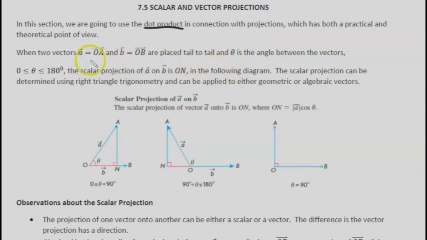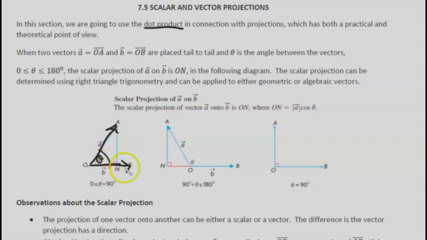So when we have two vectors, say vector A and vector B, we'll call vector A OA. I'll reference this diagram right here. OA is going to be vector A, and it's going to look like this. Then vector B is going to be OB, and it looks like this. Say they're placed tail to tail, and then, of course, theta is the angle between them.